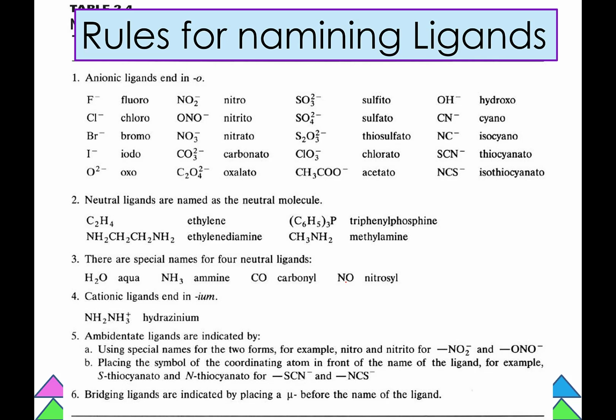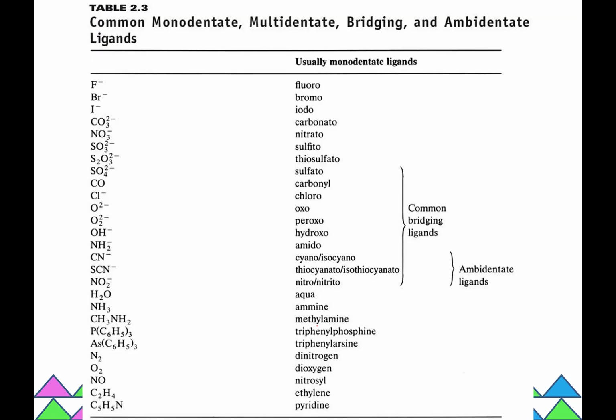And then the last thing we need to mention are ambidentate ligands. So this is an ambidentate ligand, meaning that it can bind from 2 different binding sites. So if it binds from the S, it's a different compound than if it binds from the nitrogen. So you need to include how it's binding in the name. So here we say S-thiocyanato if it's bound on the sulfur side to the metal, or N-thiocyanato if it's bound on the nitrogen side. Table of different ligands. It's from the Rogers textbook.